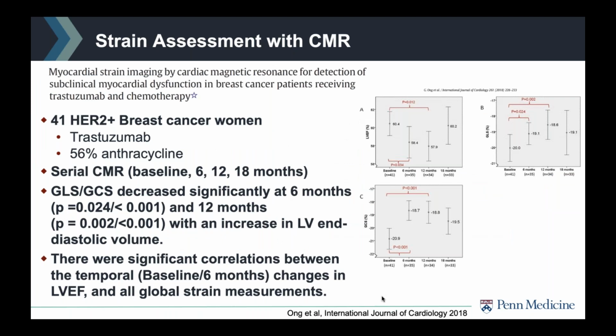Another paper that used strain by feature tracking assessment in the cardio-oncology population had 41 HER2 positive breast cancer women, all treated with trastuzumab, and more than 50% of them treated with anthracycline. They did serial CMR, and what they saw is that GLS and GCS decreased significantly at 6 months and also 12 months, with an increase in the left ventricular end-diastolic volume. There were also significant correlations between baseline and 6 months in the changes in the LVEF and also all global strain measurements.